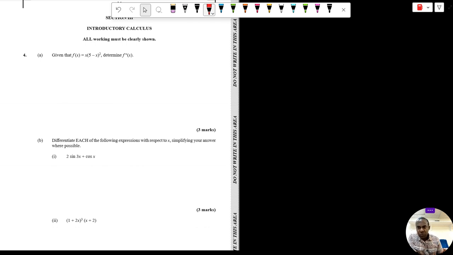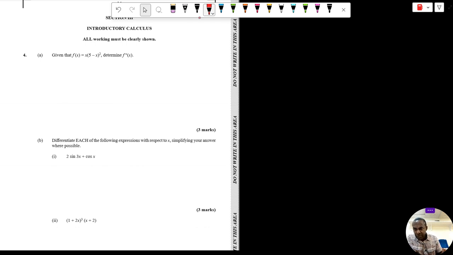Now, many students would be more inclined to treat this as a product, but of course, it gets a little bit more complicated if you actually apply the product rule. So what you could do instead is to expand the brackets. It doesn't take a lot of time, and that would probably help when it comes to finding the second derivative, right? So let's do that.